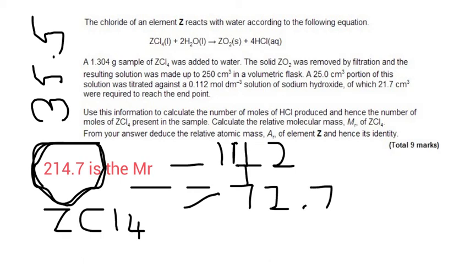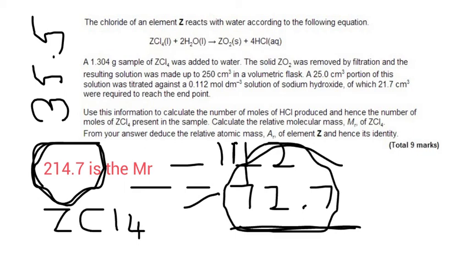This is the key part. If you now look on the periodic table and look for the element that has this value as its atomic mass, you'll find that we have germanium.